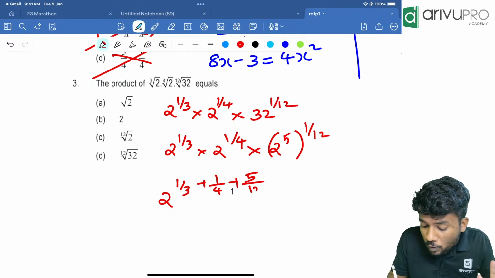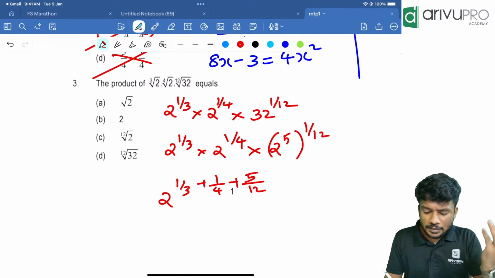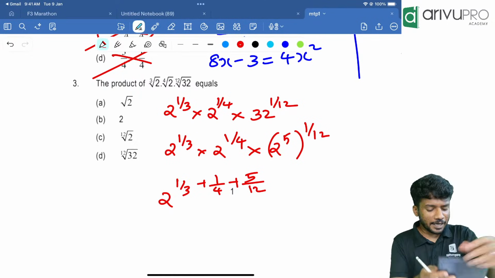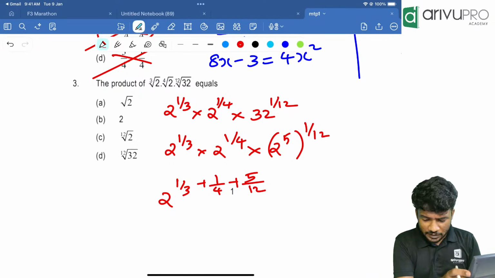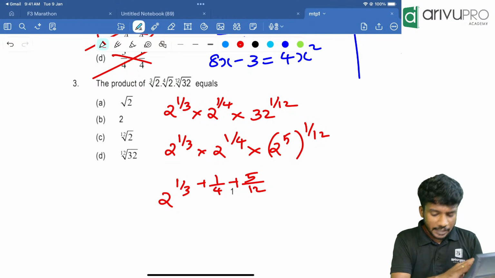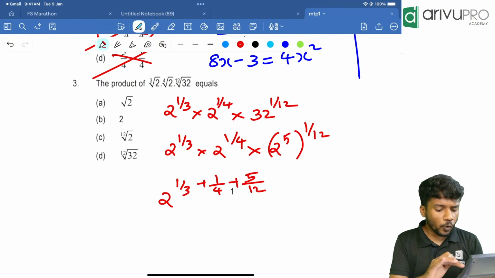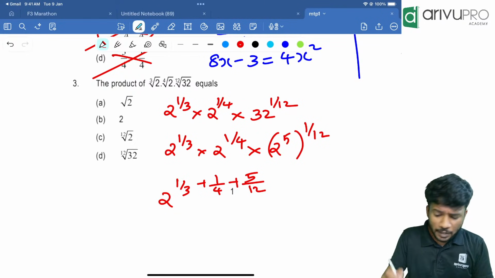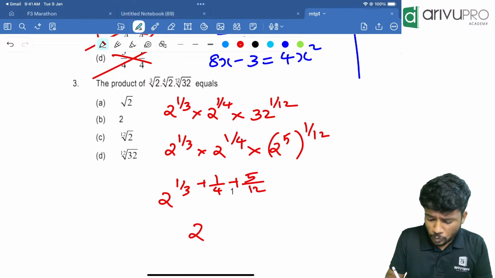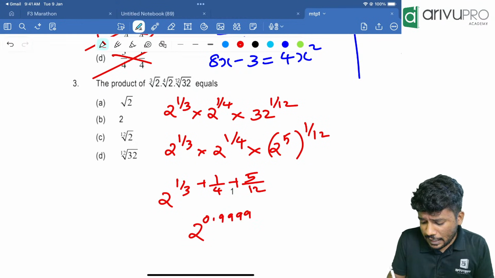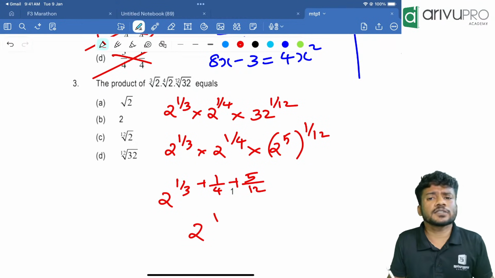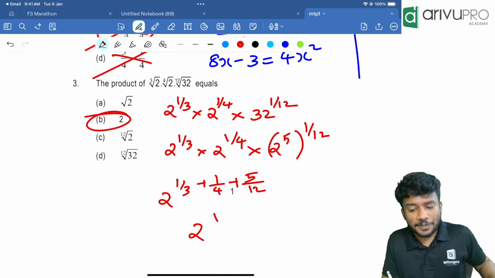So people, take your calculator. Clear the memory first. 1 divided by 3, M plus, 1 divided by 4, M plus, 5 divided by 12, M plus, then click MRC. That means 2 raised to 0.99999. That is approximately 2 raised to 1. Option B is your answer.